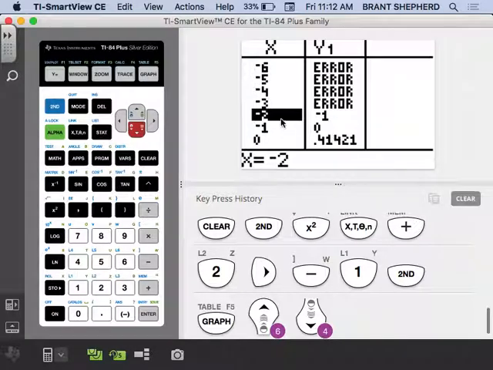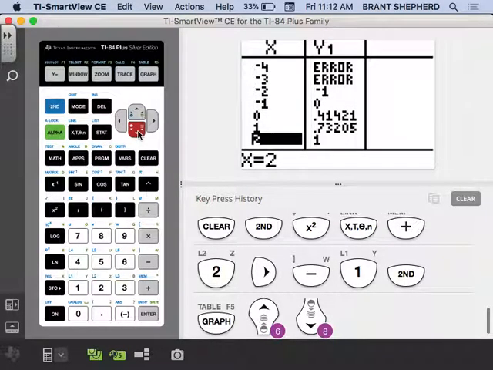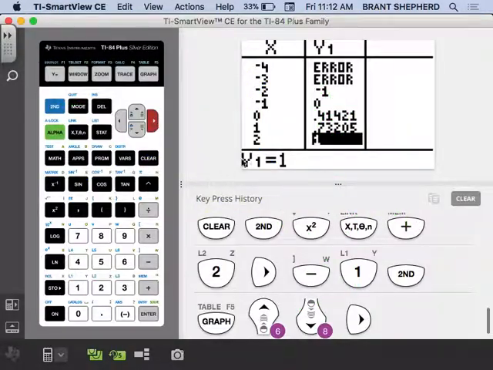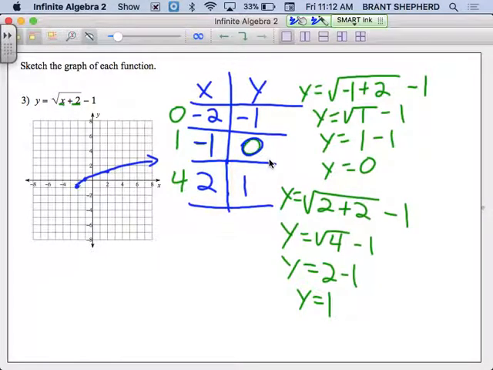And then I just want the clean looking numbers. I don't want these big long decimal things. So my next one is negative 1, 0. And then I'm going to look for my next clean looking y, which is right there, 2, 1, and that matches up with our table that we made here. So you can use this to make your table as well and plot those 3 points, and you'll have that graphed.